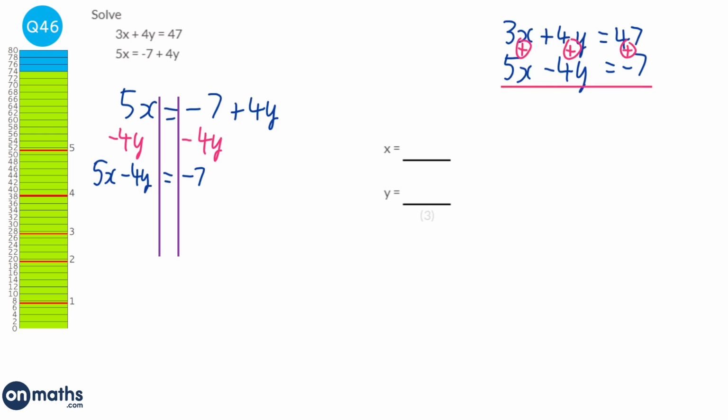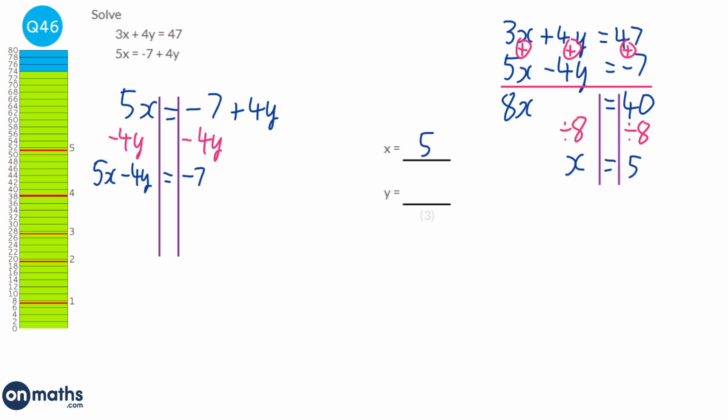So we're doing 3x plus 5x, which is 8x. 4y plus minus 4y is nothing, which is good, because we want to get rid of that. And 47 take away 7 is 40. All right. Let's put our solving lines in. And we're going to divide by 8 both sides. So we get x equals 5.